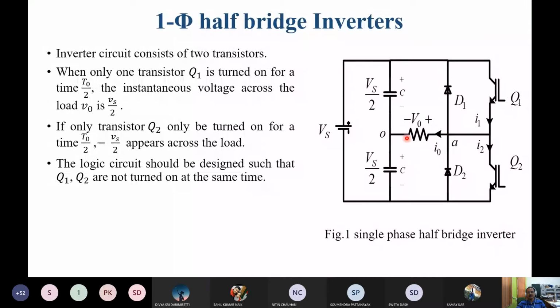Actually, what happens is that when the current starts changing, L di by dt, the voltage polarity will change, and that voltage forward biases the diode, and the energy stored in the inductor will be discharged through this circuit.